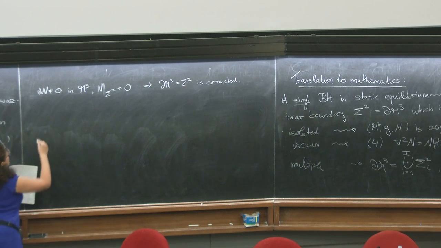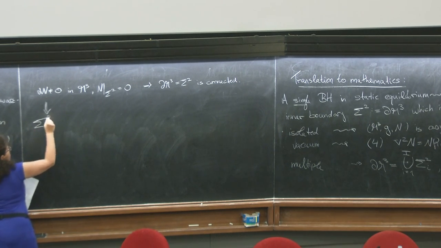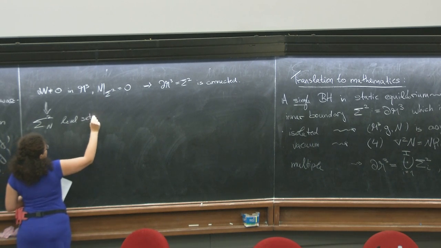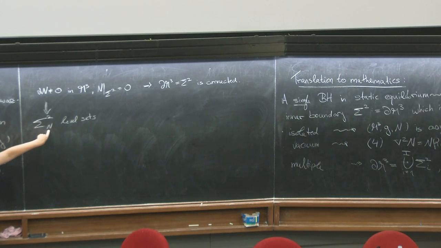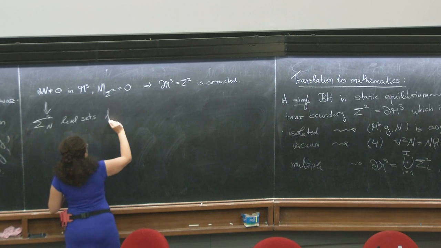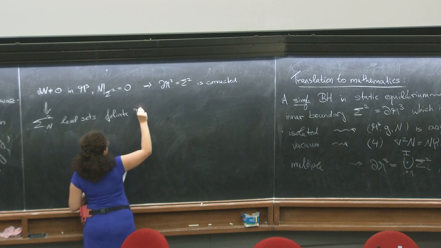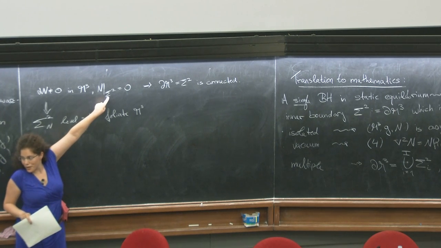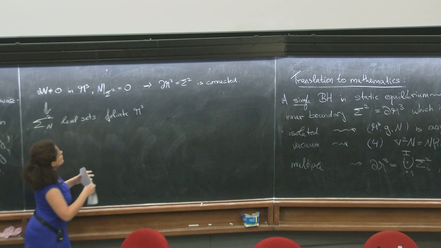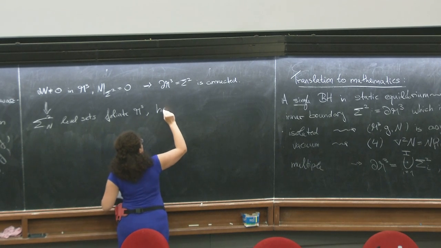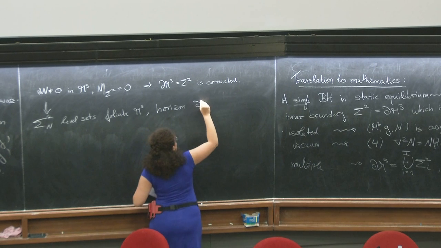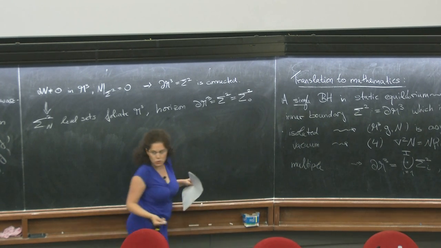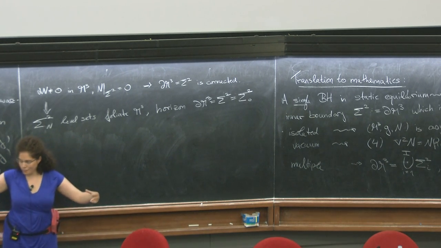These are my names for the level sets. This is the level set of value N. Level sets foliate M³. And because the horizon has N equals 0, it's one of the level sets of this foliation, the horizon. We called it Σ₂ before, but in this new language we could also call it Σ₂,₀, a level set in this foliation, the most inner one.